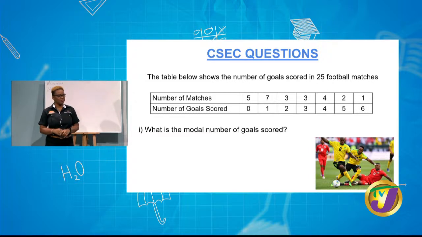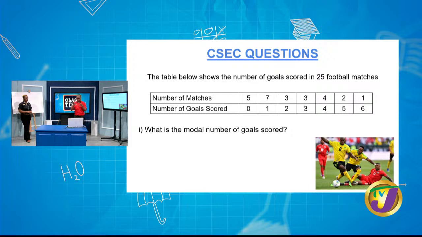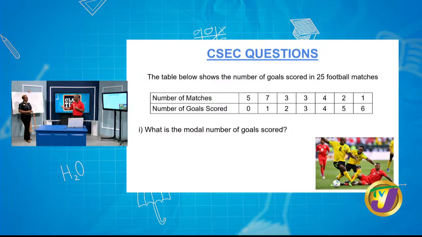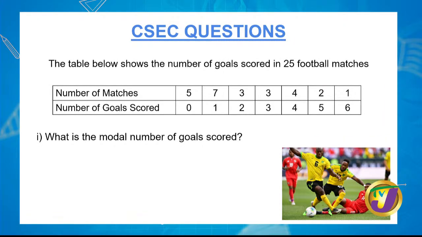All right. So, the data is not how we would normally see it, right? Because they're asking us for the number of goals scored, and the frequency in this case would be the number of matches. So I want everybody to pick up where the frequency would be, which would be the number of matches. So you don't always see the word frequency on a table. So when you get the table now, you have to determine which of the values represents the frequency and which represents the data.